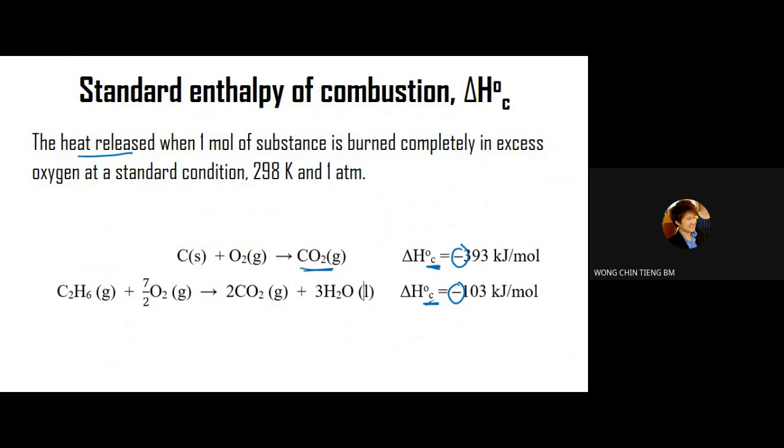And next question, dah selesai yang tu, dah tahu heat release. One mole duduk kat siapa? Product or reactant? One mole of substance burn completely. Benda yang dibakar tu adalah kena pegang one mole. So benda yang dibakar carbon, benda yang dibakar C2H6. Betul? Semua orang kena balance based on dia. Make sense? Okay. Question so far?